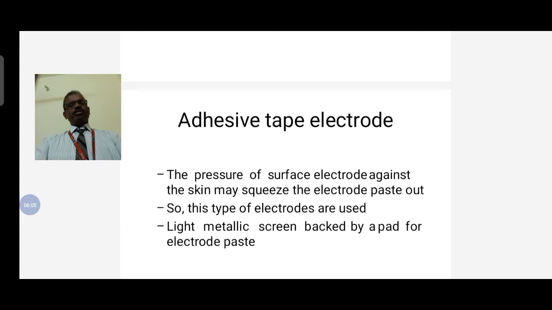Pressure of the surface electrode. The pressure of the surface electrode against the skin may squeeze the electrode paste out.